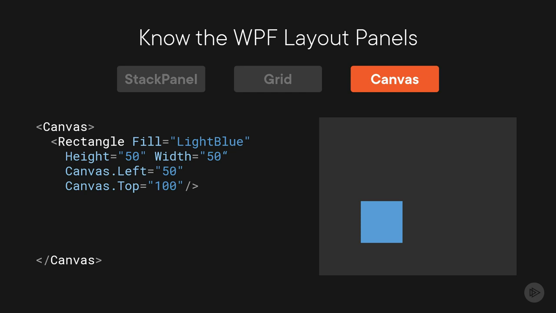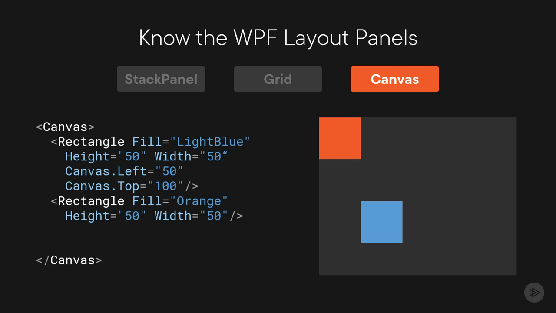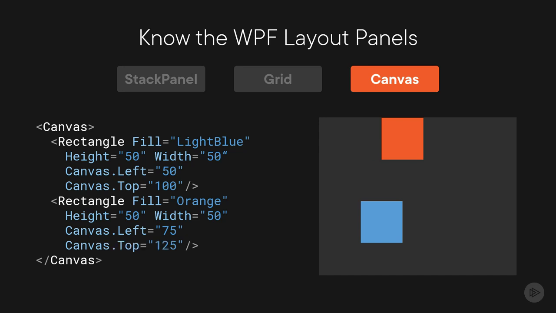Now let's add also an orange rectangle with the same size to the canvas, so this rectangle is now in the top left corner. Let's set canvas.left to 75 to move it away from the left side, and let's set canvas.top to 125 to move it away from the top. Now you can see that the orange rectangle is rendered on top of the light blue rectangle. This is because the orange rectangle is added to the canvas after the light blue rectangle.